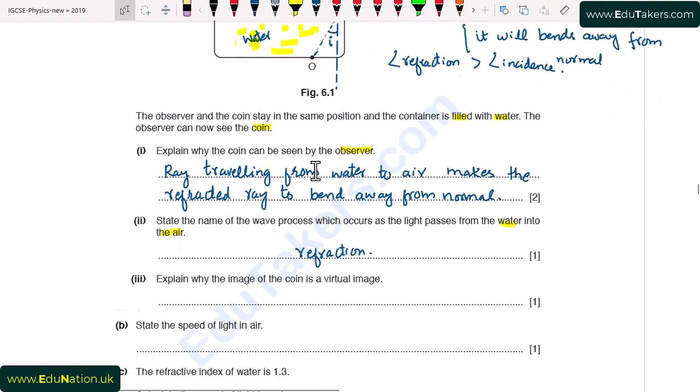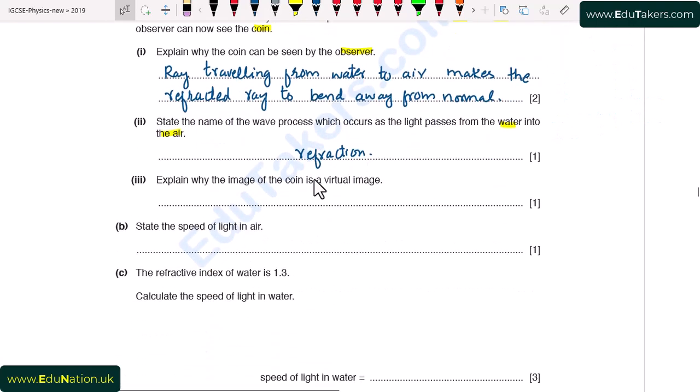Part 3. Explain why the image of the coin is virtual image. Because it cannot be captured on the screen, so it's a virtual image.